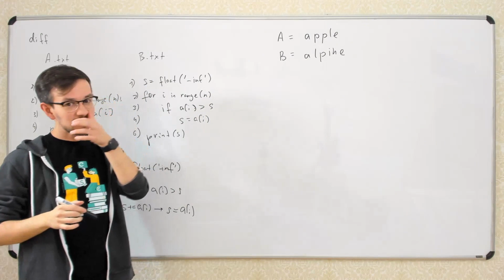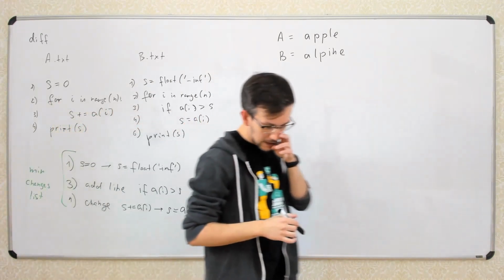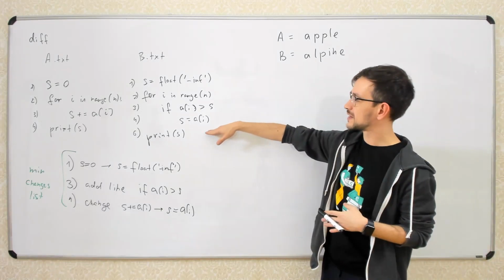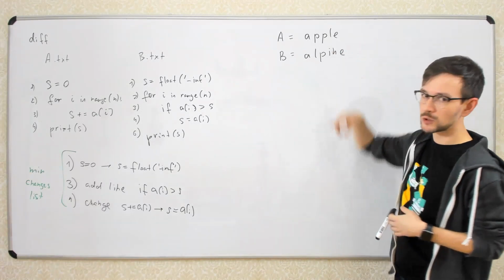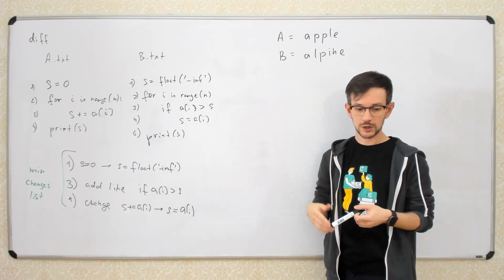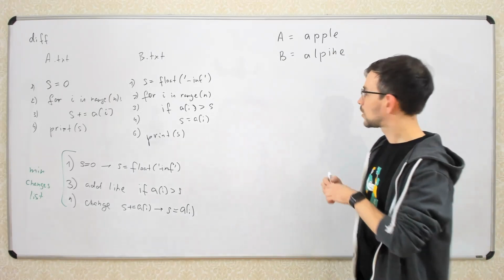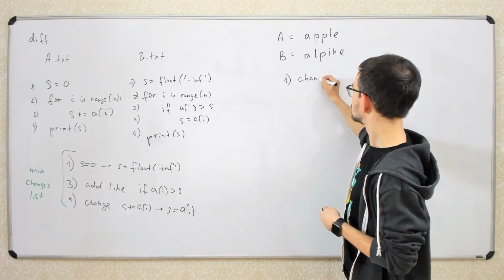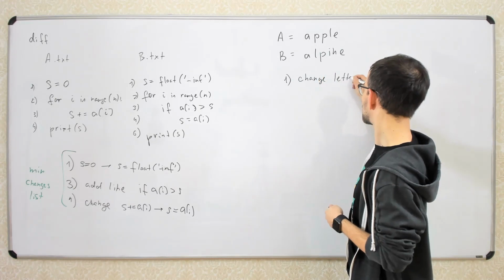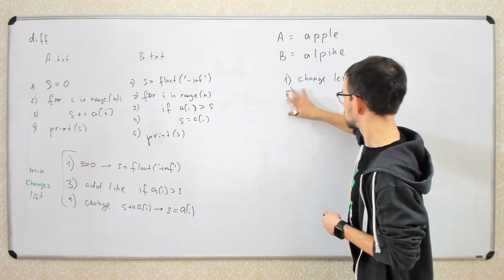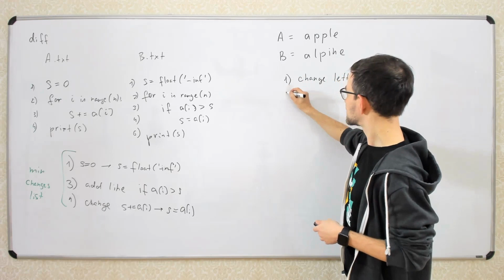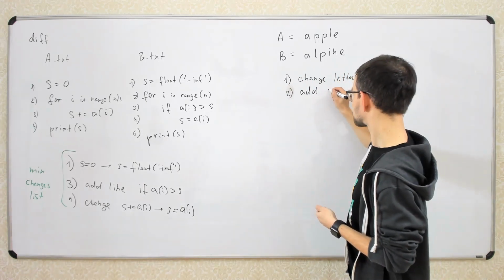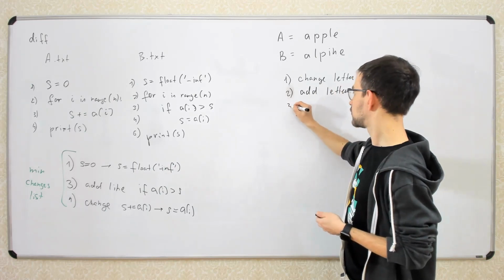Let's say you have two words, and you want to create, again, roughly the same. You want to make the second word from the first word using the minimal number of operations. So what operations can we provide? We'll have three types of operations. First operation is to change the letter. Second operation is to add a new letter. And the third is to remove the letter.